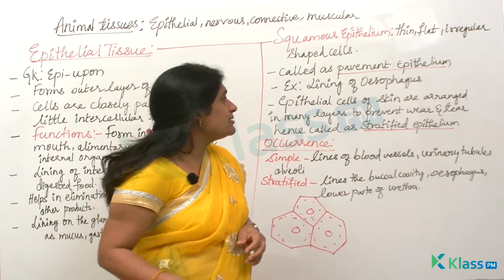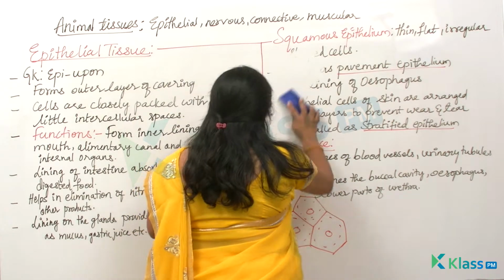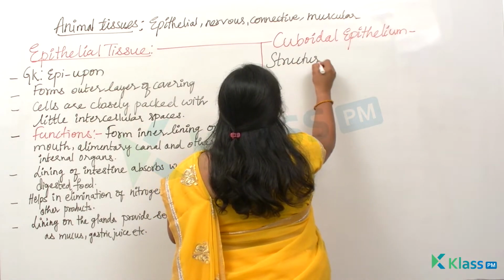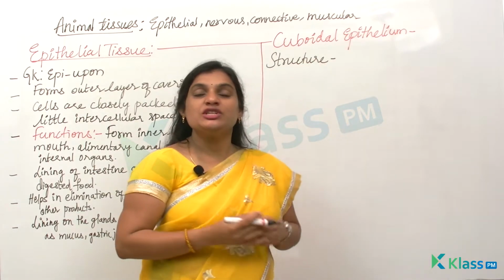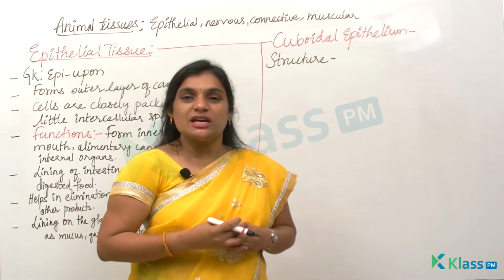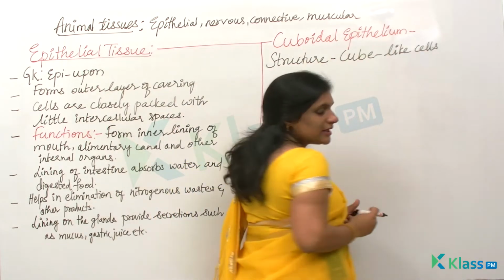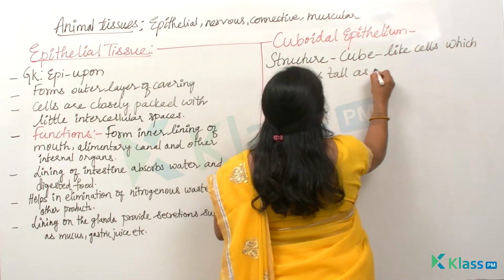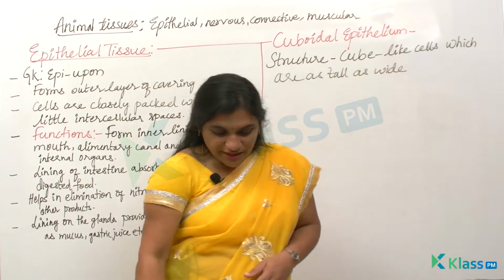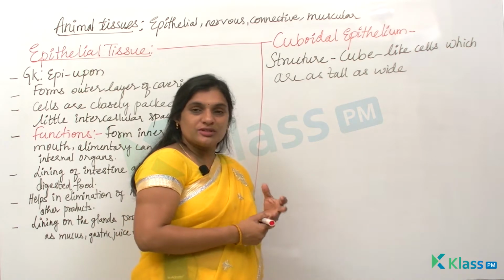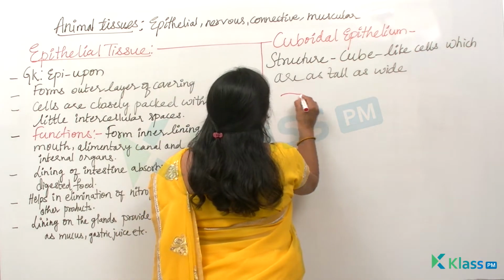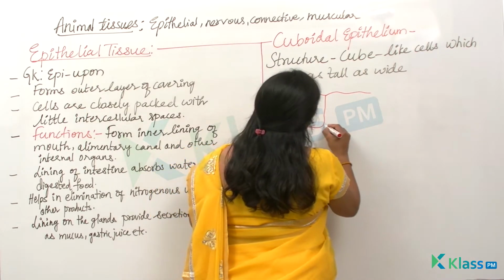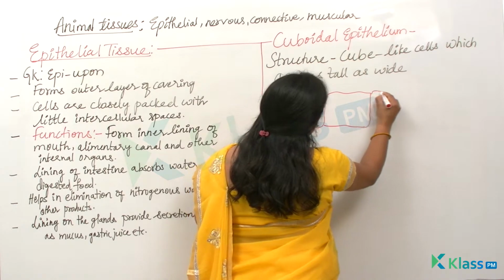Now, let us look at the next type of epithelial tissue, cuboidal epithelium. When you talk about the structure of this epithelium, the name itself indicates it: cuboidal epithelium. That means cube-like cells are present, which are as tall as they are wide. You can say that when you look at a section of this cuboidal epithelium, they seem to be square structures. They appear to have the structure of a square.